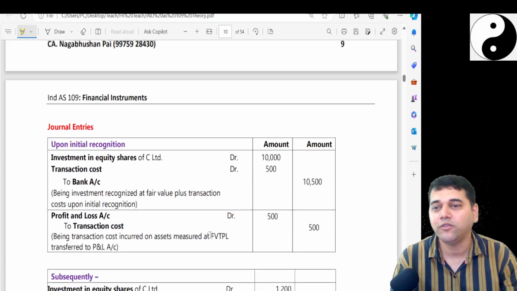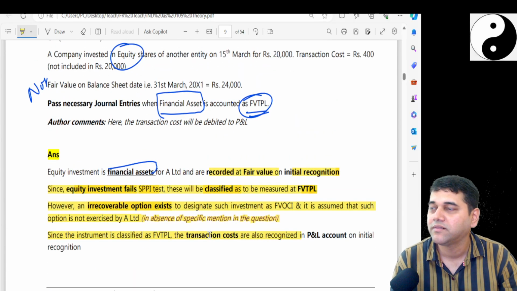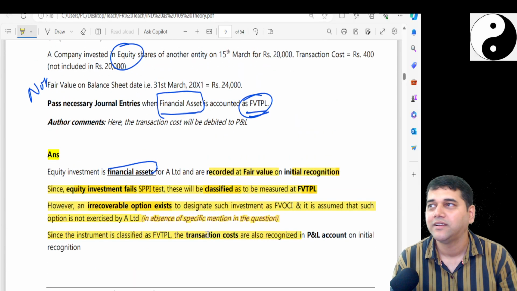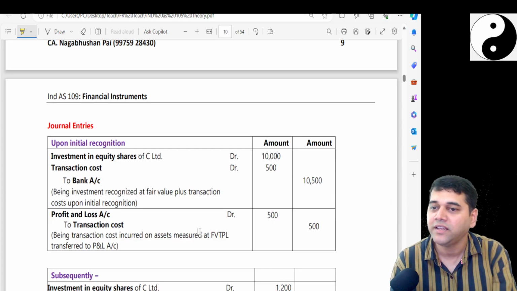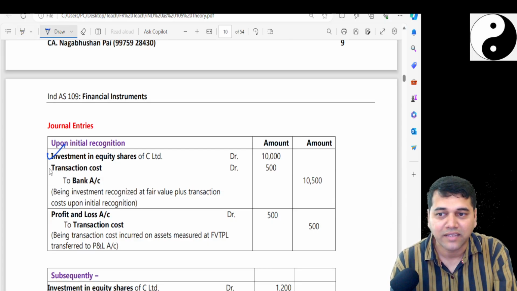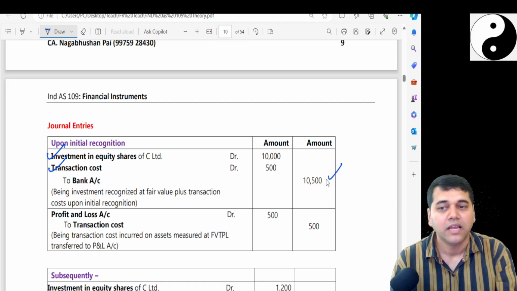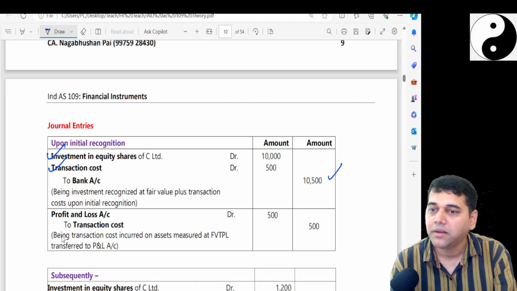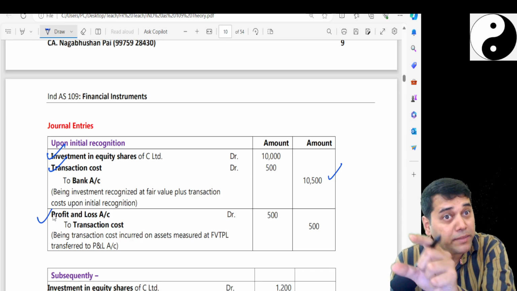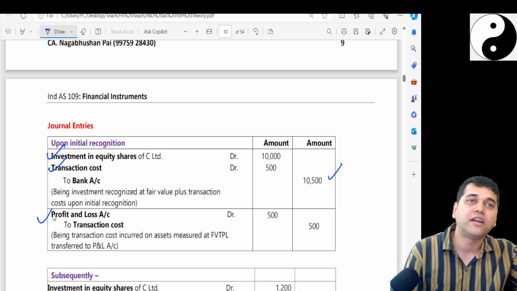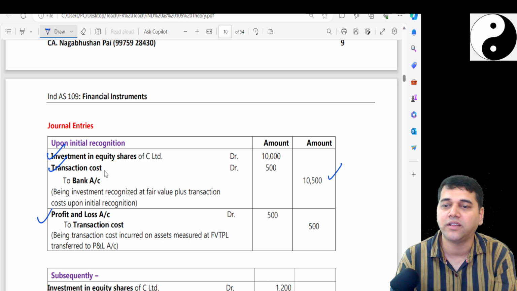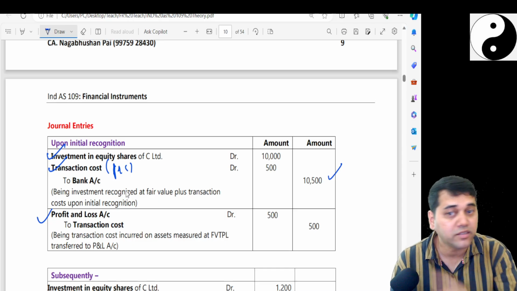Okay? So now, what is my journal entry on the initial day? Tell me the journal entry. Investment debit, transaction cost also debit, to bank. So you will pass this entry: investment account debit, transaction cost account debit, to bank. And what will you do with the transaction cost? You transfer it to the P&L account, because this is a predominantly journal entry based question. Was it a part of one big question, I would have written only the first entry, and probably I would have written P&L in bracket. But predominantly it's journal entry based.